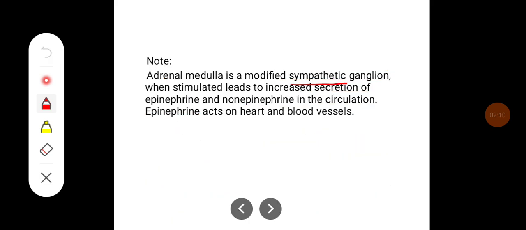Adrenal medulla is a modified sympathetic ganglion and when stimulated leads to increased secretion of epinephrine and norepinephrine in the circulation. Epinephrine mainly acts on the heart and blood vessels.